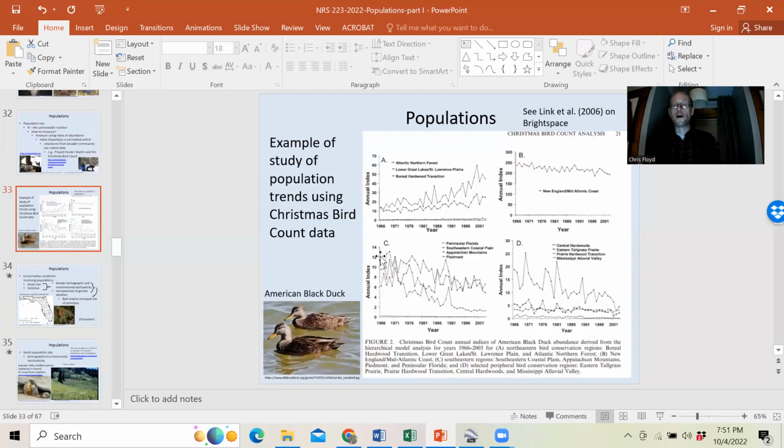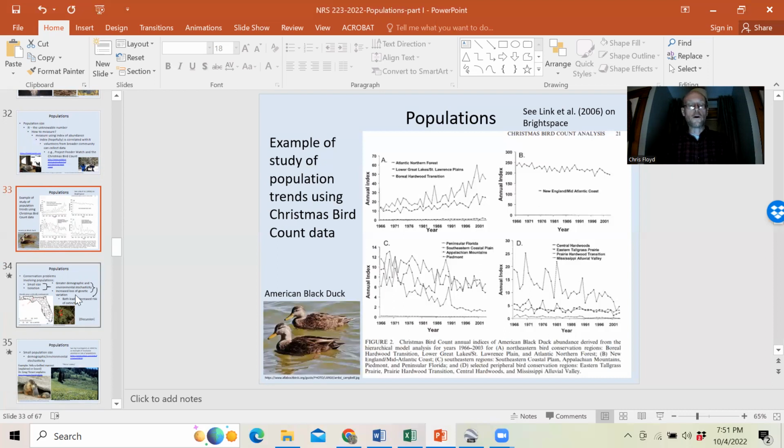So in sum, you'd like to get an unbiased estimate of N, but it's very hard to do, and you rarely have the resources and time to do it. Instead, you're pretty much stuck with an index. And an index can actually be very valuable. That's usually all we have. So when we say a population is decreasing, where do those data come from? It probably came from an index survey.